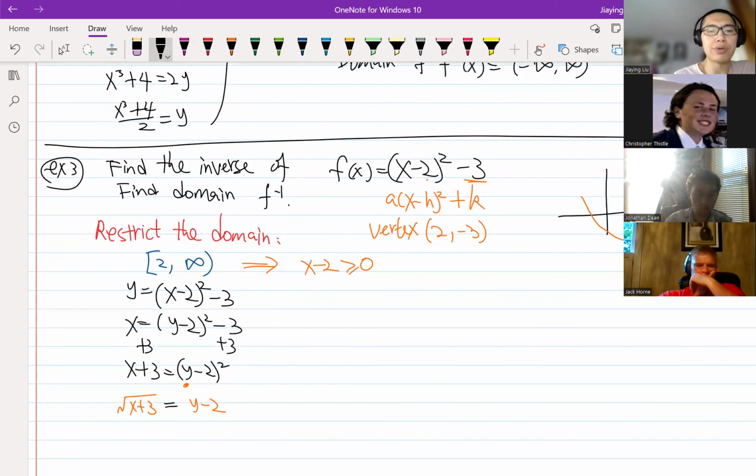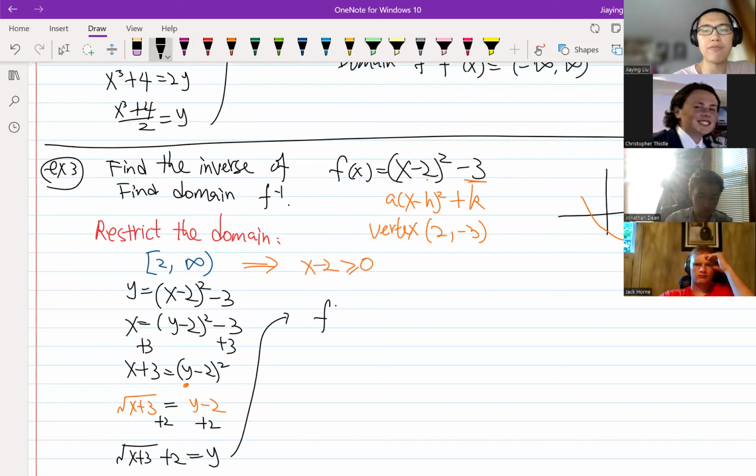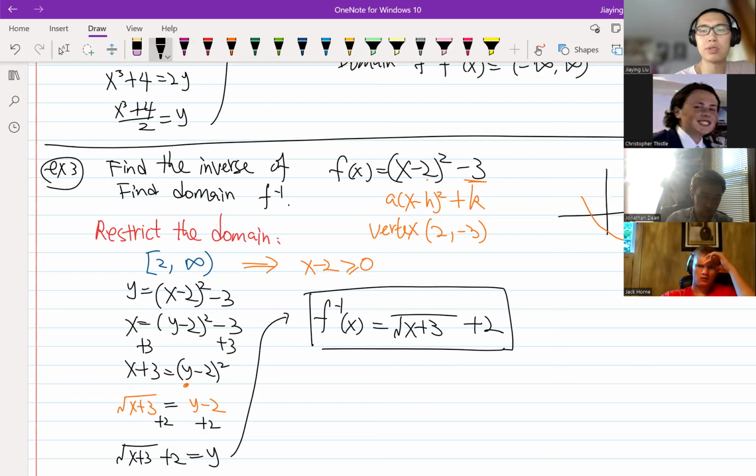And now what we're going to do is add 2 to both sides. So we get square root of x plus 3, plus 2, equals y. And at the very last step, replace y with the inverse function notation: square root of x plus 3, plus 2. So that's the inverse function.